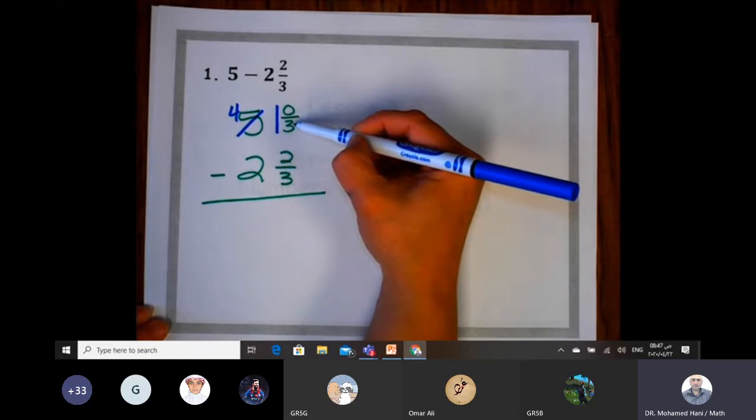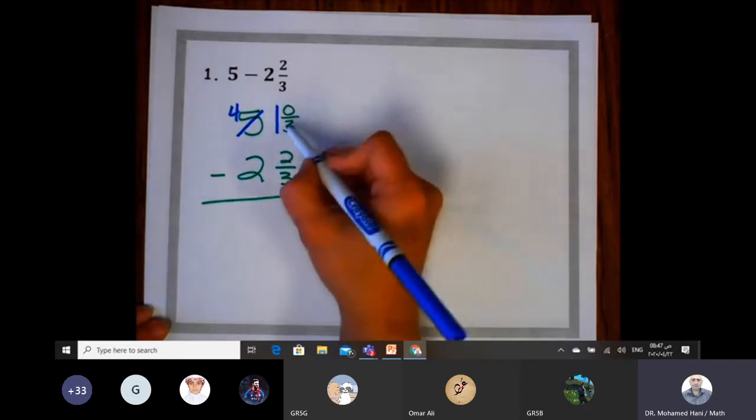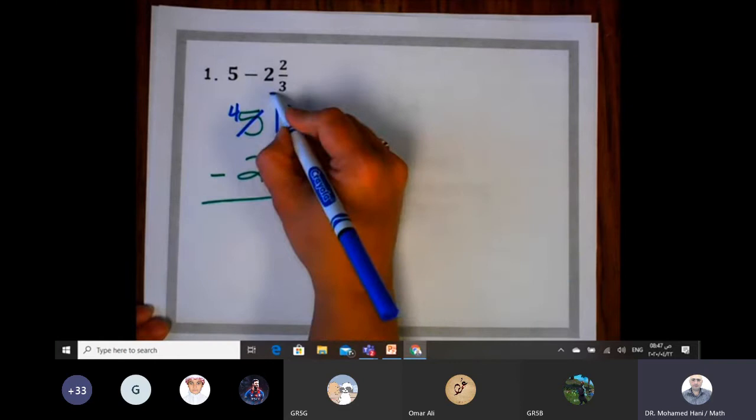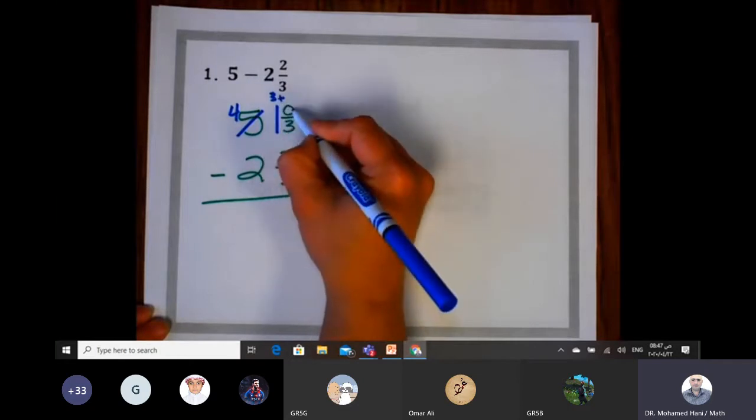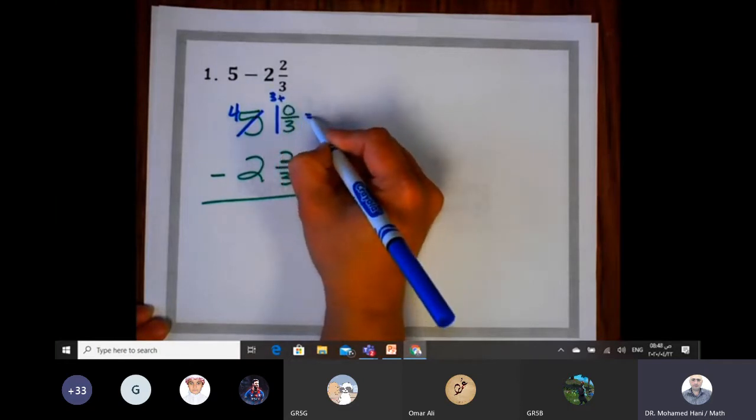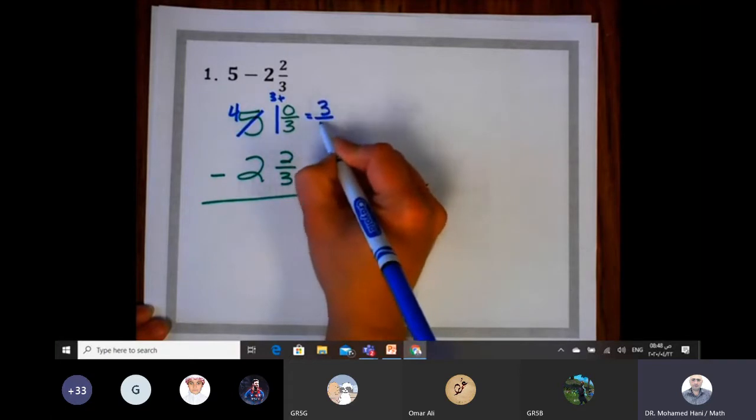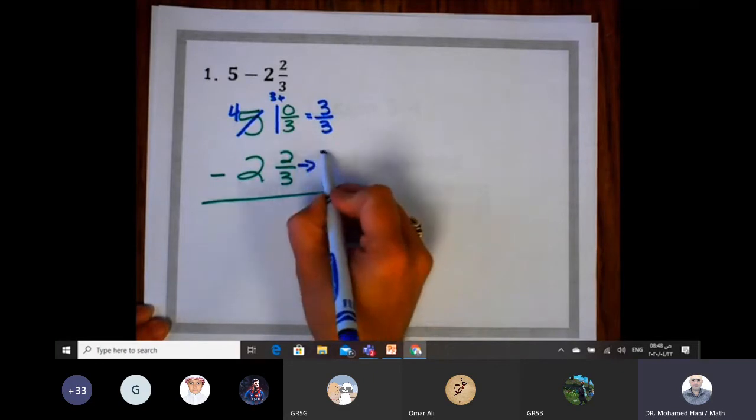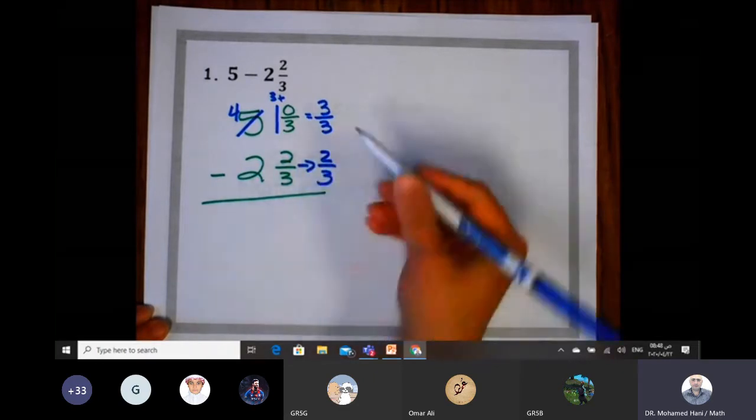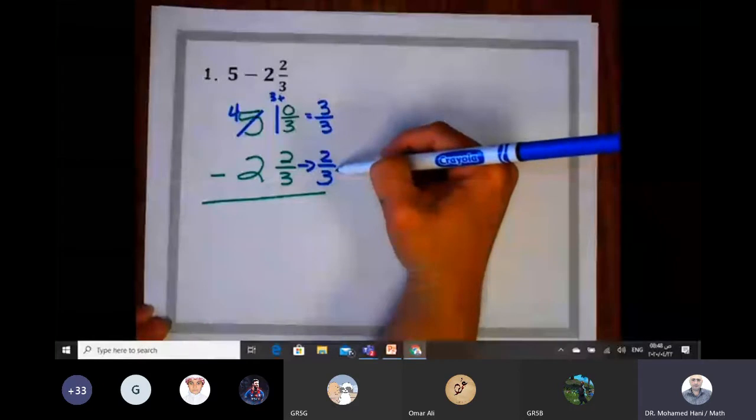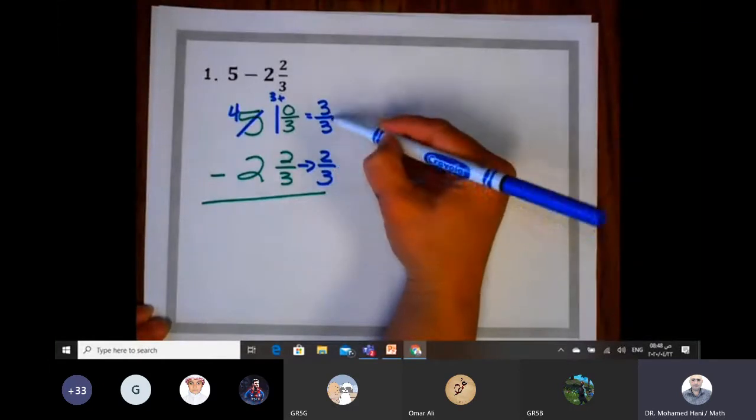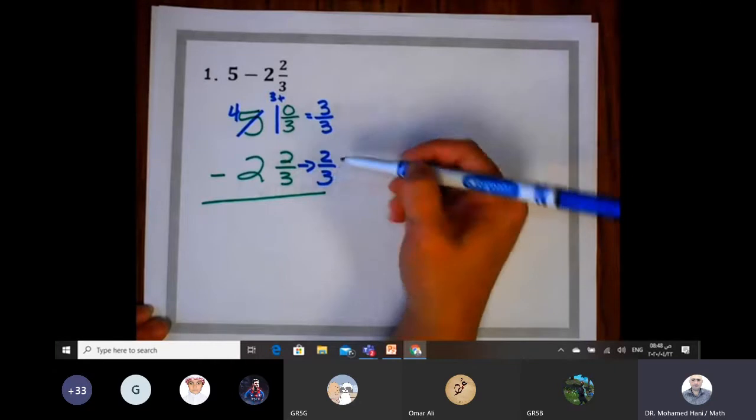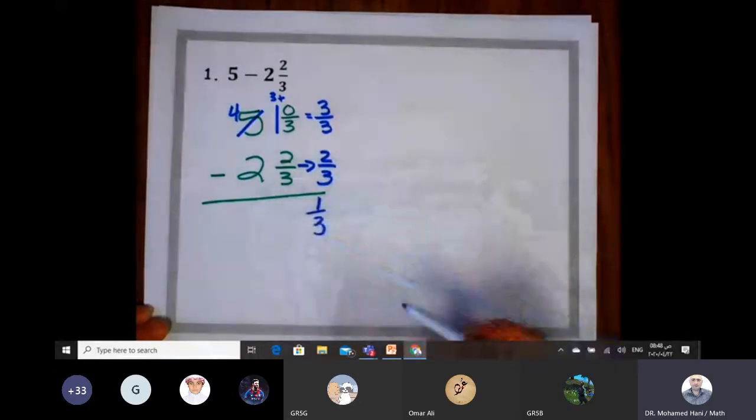To help me use that 1 0/3, I'm going to go around the world and change it into an improper fraction. So 3 times 1 is 3. 3 plus 0 is 3. So 1 0/3 is the same as 3/3. I'm going to slide my 2/3 over. And notice now I am able to subtract. 3/3 minus 2/3 is 1/3.